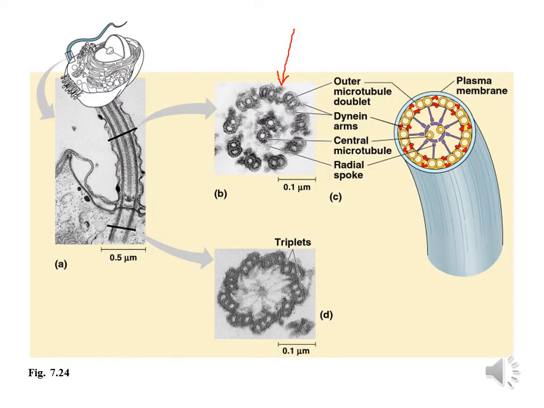This is a 9+2 arrangement. You can see the micrograph of a wheel-shaped structure, of which 9 duplex forms the wheel outside, and inside there are also 2 microtubules seen. So 9+2 arrangement. This is known as the 9+2 arrangement of cilia as well as flagella.